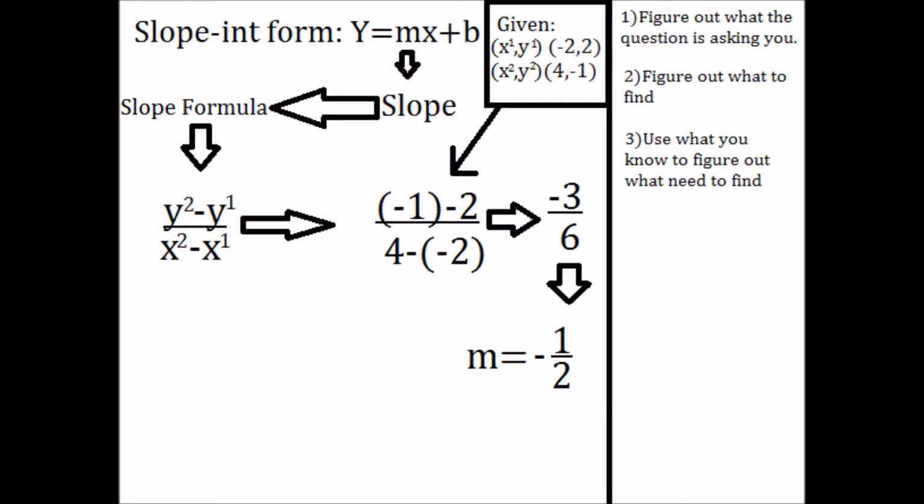The way that you do that is by using the slope formula, since you know that m is the slope. The slope formula states that the difference of y's over the difference of x's equals the slope. So all you have to do is substitute in the coordinates. That will give you -3/6, which can also be written as -1/2.